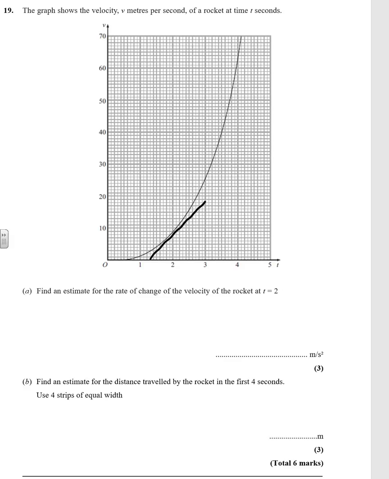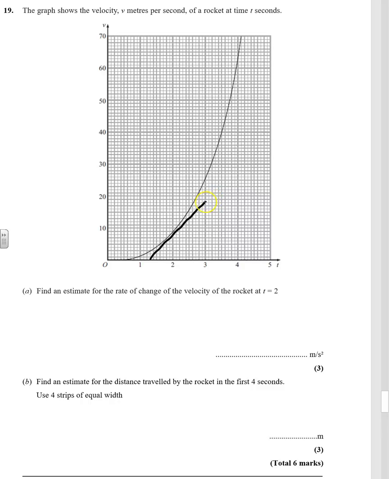Right, the graph shows the velocity v meters per second of a rocket at time t. Find an estimation for the rate of change of the velocity of the rocket at time t equals 2. I've already drawn the tangent on there because it kept disappearing. So, to work out the rate of change, we basically need the gradient of this line.